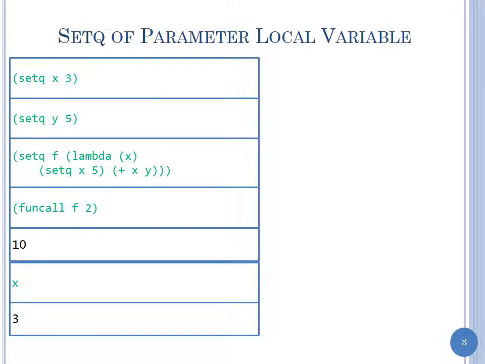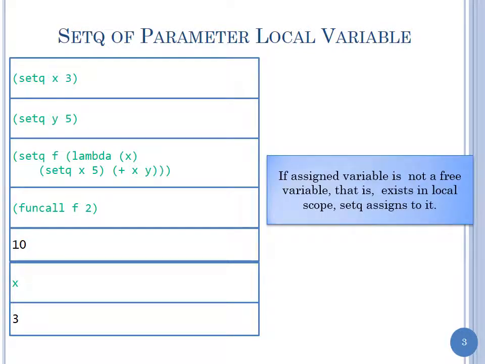It's not 5. Okay, so we are just going through examples in order to figure out what the semantics are. If the assigned variable is not a free variable, that is, it exists in local scope, setq assigns to it. Okay, this is not how assign works today in our environment. So we'll have to change our assign so that it does that. I'm not sure what assign does right now because we just banned it. It might be doing this, but this is what we need to do now to be consistent.